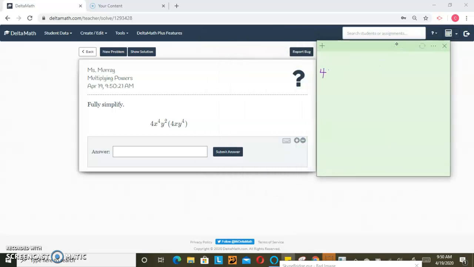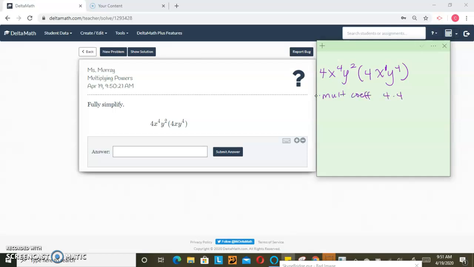Okay, I have 4x to the 4th y squared times 4x y to the 4th. The first thing I always do is go through and ask, do I have any bases that don't have any visible exponents? This x really has an exponent of 1, so I'm going to put that in there so I don't forget to add it with the 4 of the other x. So I'm going to multiply coefficients.